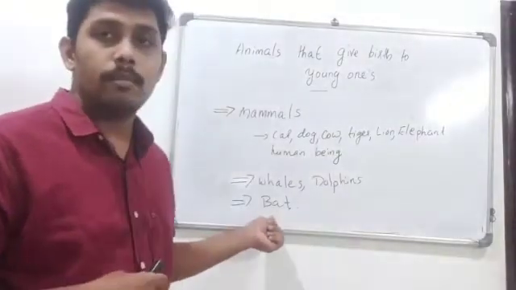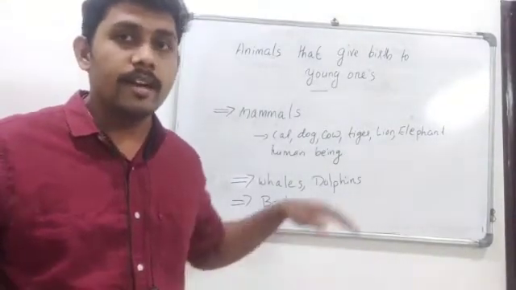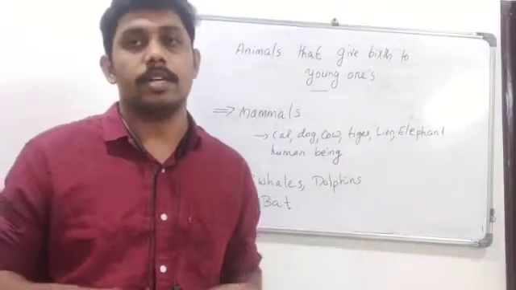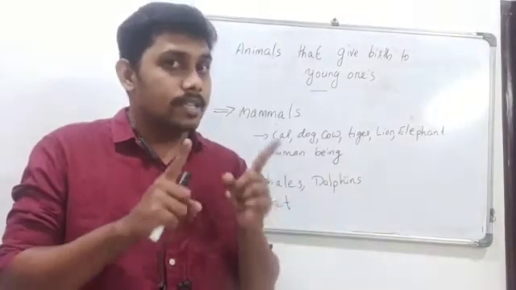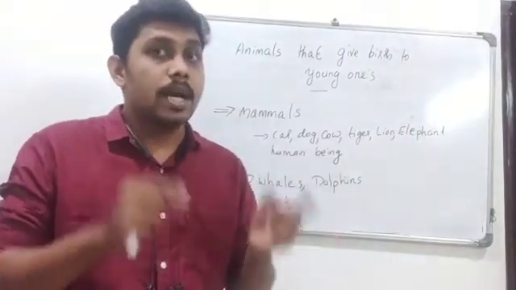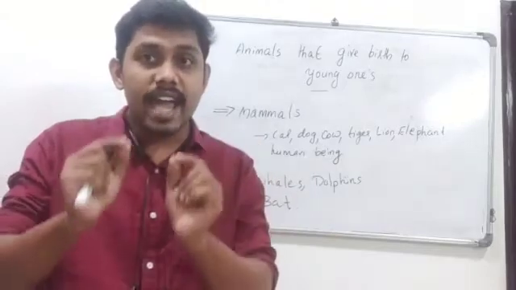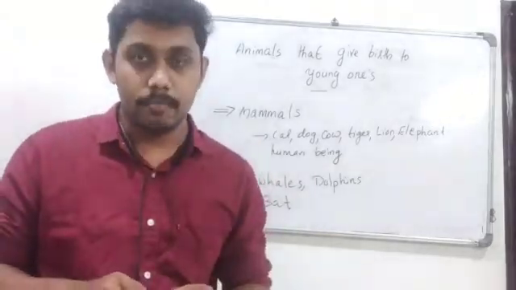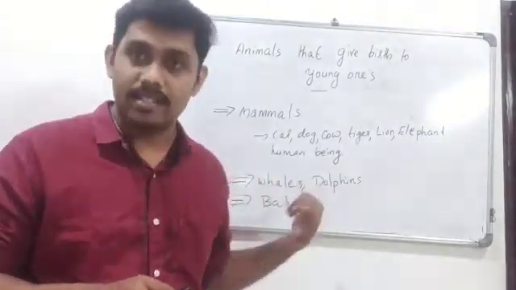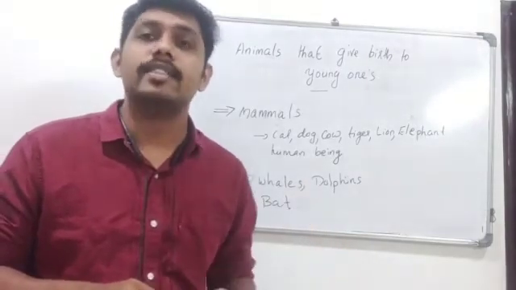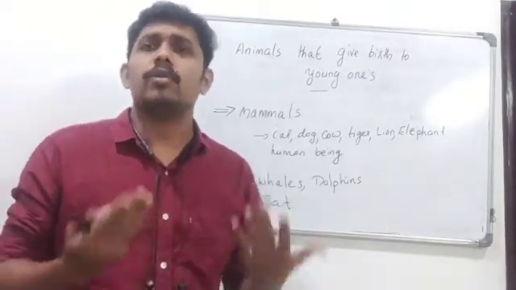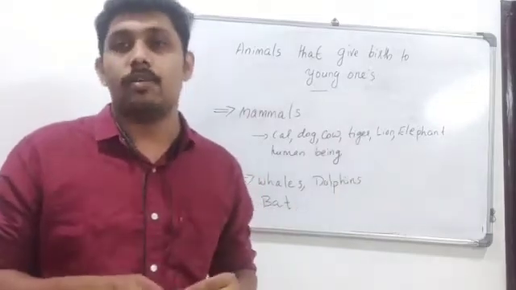In some cases, we know the bat. It's a bird, isn't it? We have studied that birds lay eggs for reproduction. But the bat is a mammal. That is, it also gives birth to the young ones.